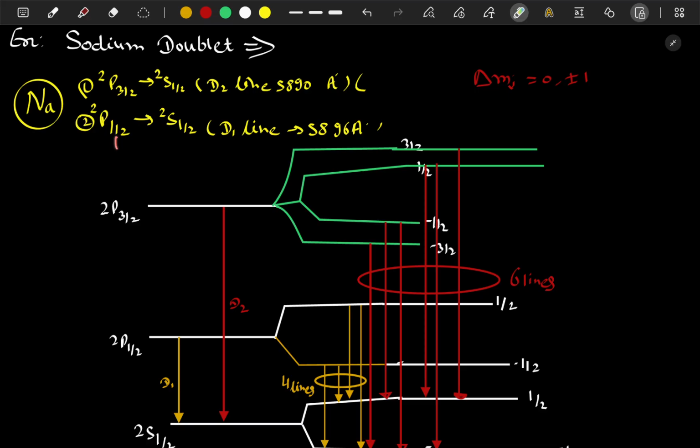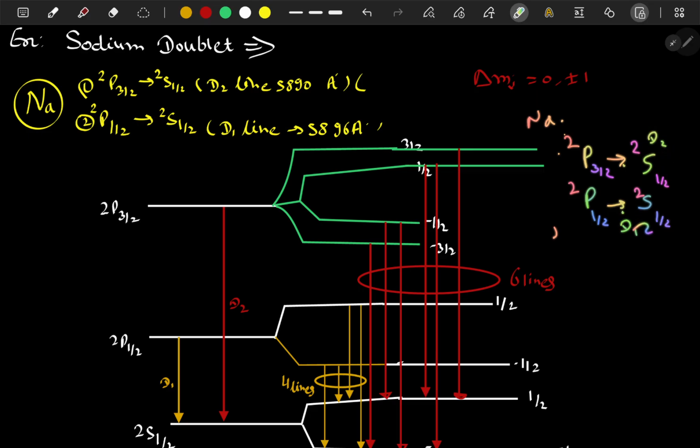Now there is a trick also. Here 1/2, 1/2, so the energy difference will be less, so the wavelength will be high. So it will be the D1 line. Here the energy difference is high, so it will be the D2 line, and the wavelength will be less. So how will you remember the sodium doublet? Very short trick. Just remember P and S: P1/2, S1/2 and P3/2, S1/2. This is the higher energy, so D2. This is the lower energy, so D1. Lower energy, higher wavelength. Higher energy, lower wavelength. Okay?